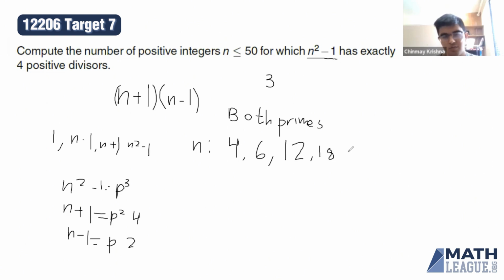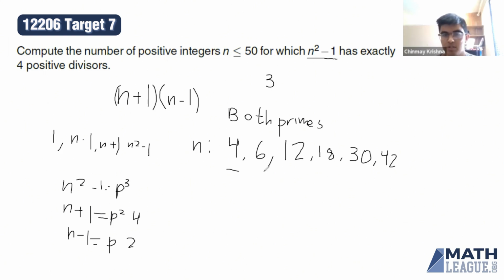Then n equals 24 doesn't work since 25 isn't prime. 30 works since 29 and 31 are both primes. And 36 doesn't work since 35 isn't prime. And 42 works since 41 and 43 are primes. And then 48 doesn't work since 49 is not prime. So we have listed out all the values of n less than or equal to 50 that work.